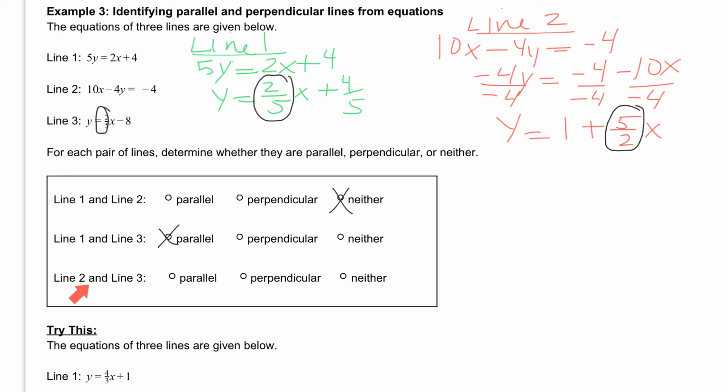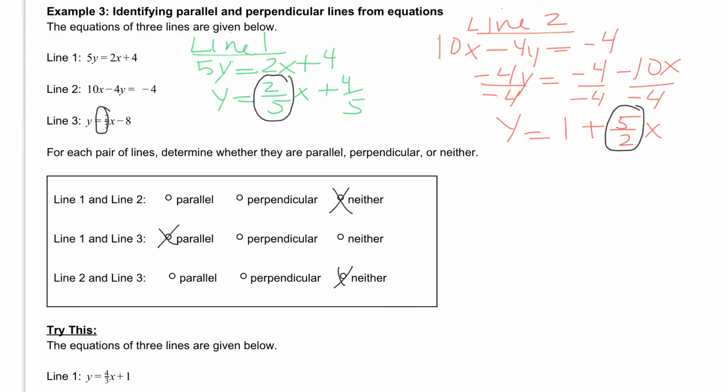Then we can look at line 2 and line 3. Line 2 has a slope of 5 over 2, and line 3, 2 over 5. They're not the same, 2/5 and 5/2, so they're not parallel. If we take a look at perpendicular, they are reciprocals, but they are not opposites since they are both positive. So they can't be perpendicular, which leads us to neither.